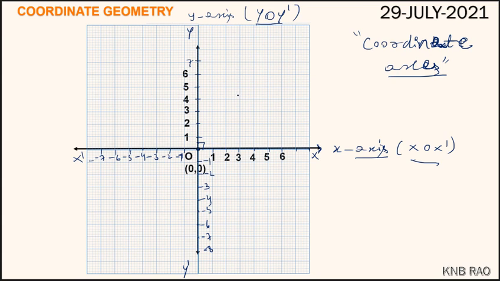These coordinate axes divide the plane into 4 quadrants. It divides into 4 quadrants: Q, U, A, D, R, A, N, T, S. Quadrants. 4 quadrants. These coordinate axes divide the plane into 4 quadrants.